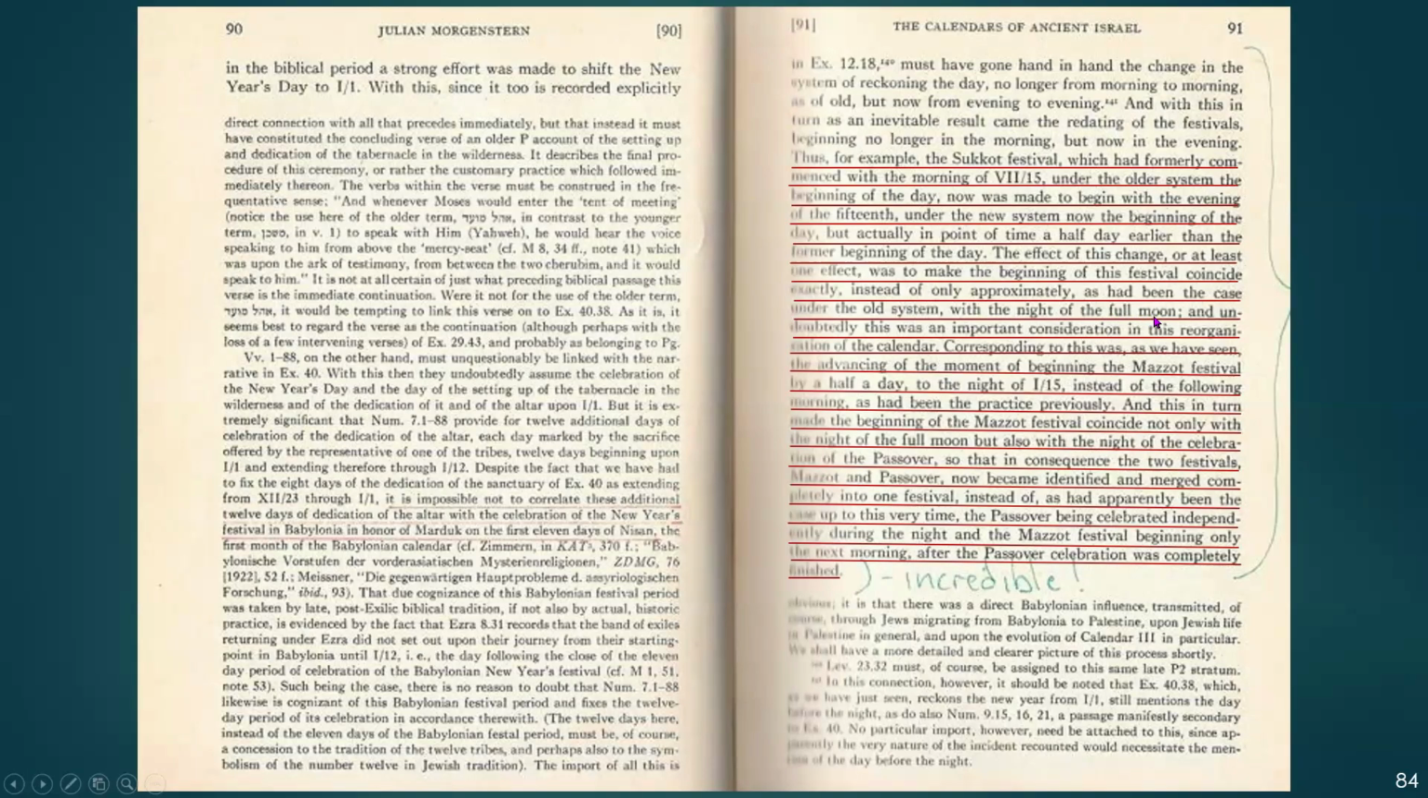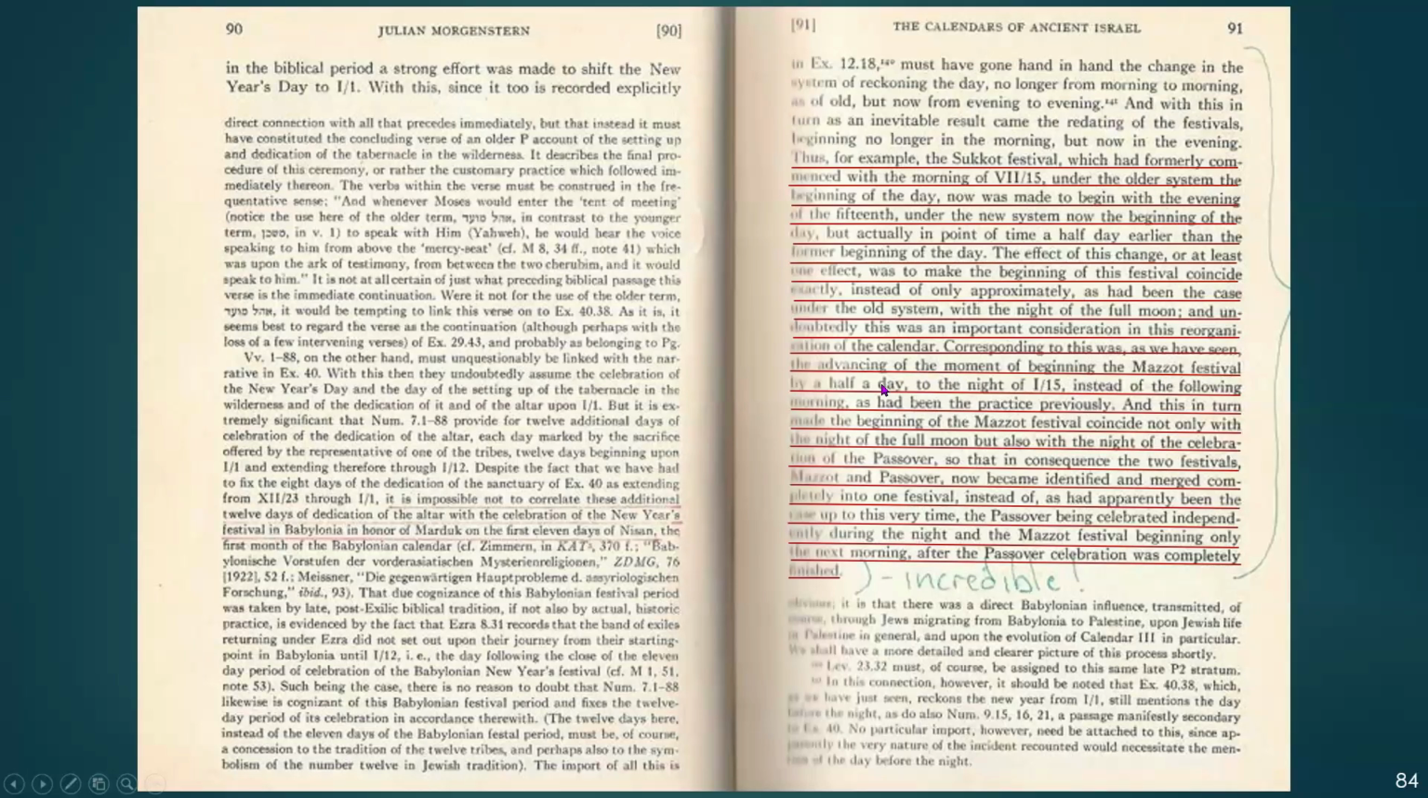An adjustment of calendar to accommodate lunar worship. Here, everything was changed towards the night of the full moon. And undoubtedly, this was an important consideration in this reorganization of the calendar. Corresponding to this was, as we have seen, the advancing of the moment of beginning the Matzot festival by half a day.